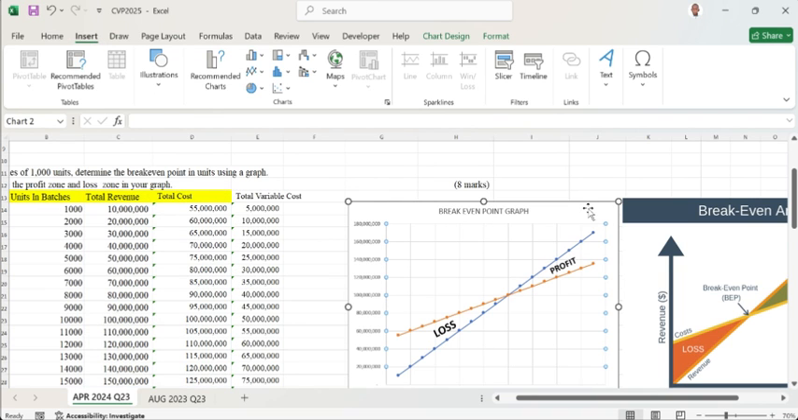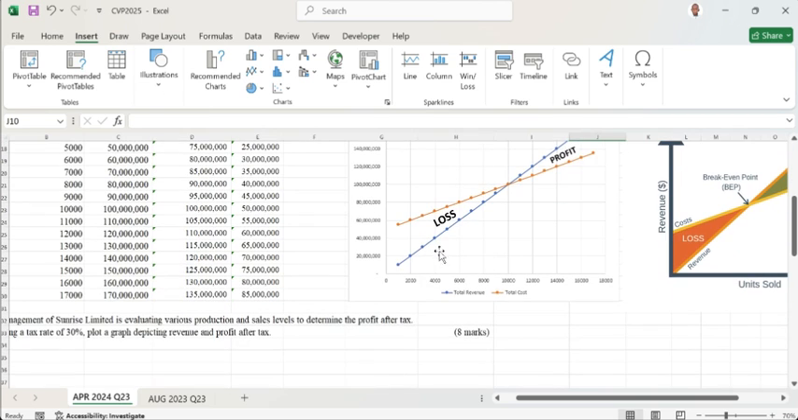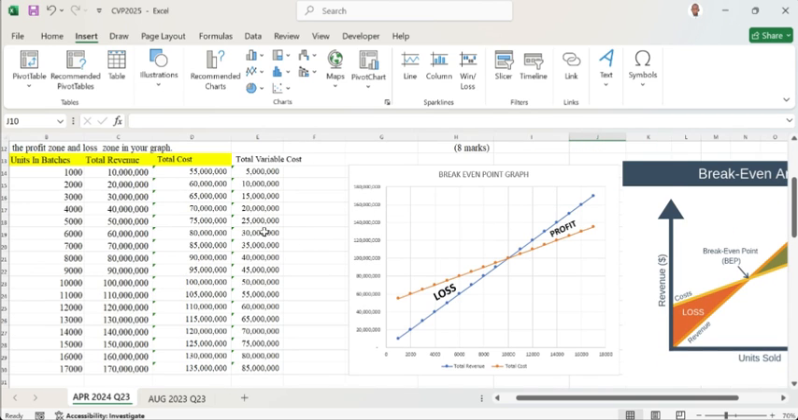Teacher, how do you remove that box after you drag? You click outside. Okay.